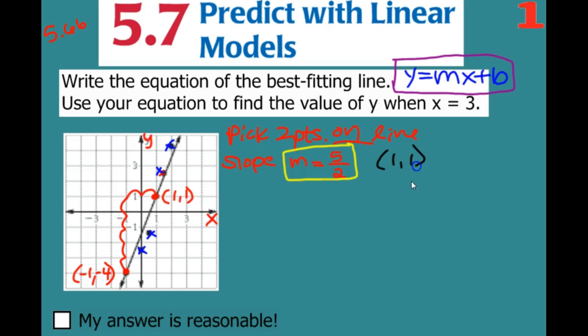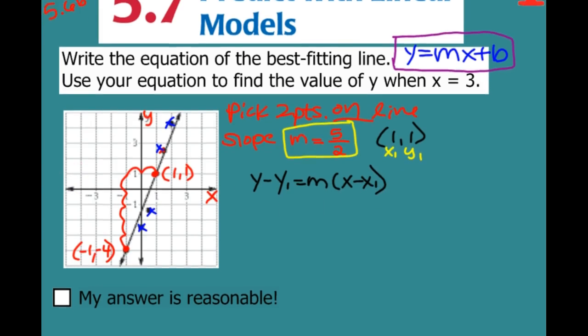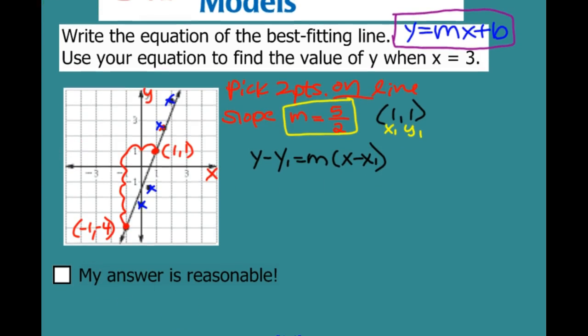It doesn't matter. I'm going to pick the point 1, 1 because they're both the same number. It's less likely for you to make a mistake. So this is x and y. So we're going to start with our equation, our point-slope form, y minus y1 equals m, x minus x1, and plug in what we know. Well, we have the letter y minus y1, which is 1, equal to our slope, which is 5 over 2, and then x minus x1, which is 1.